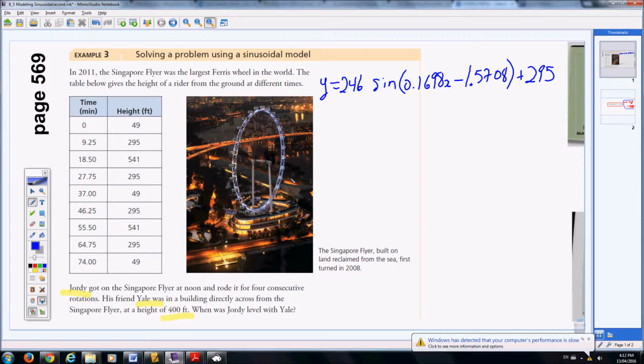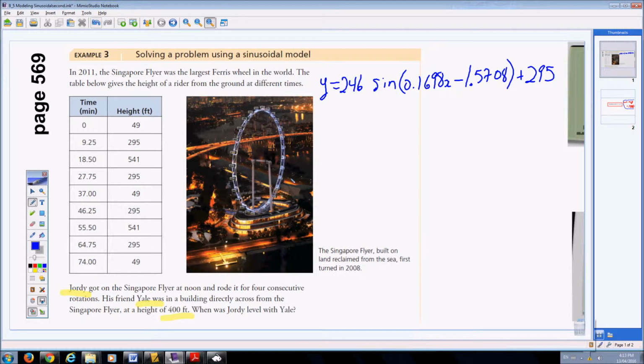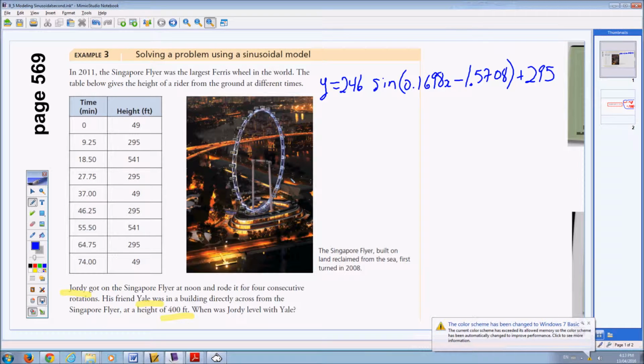So when we look at this equation, we can quickly look and go, all right, the amplitude is 246. And the sinusoidal axis is 295, and that tells us a little bit about our graph. We can add up the 246 and the 295, and we should get our maximum that we can see from our table of values at 541. And the 295 also tells us that the hub of our Ferris wheel is at 295 feet above the ground.